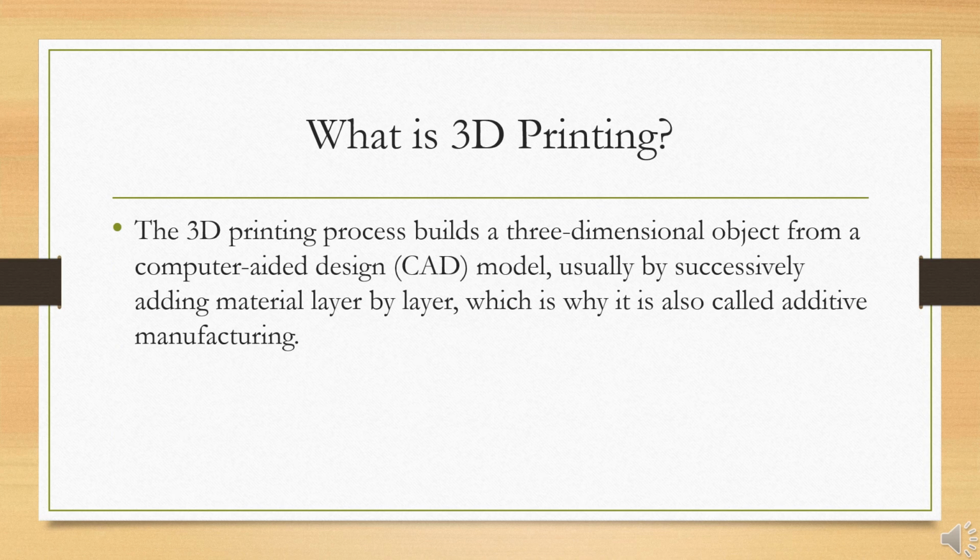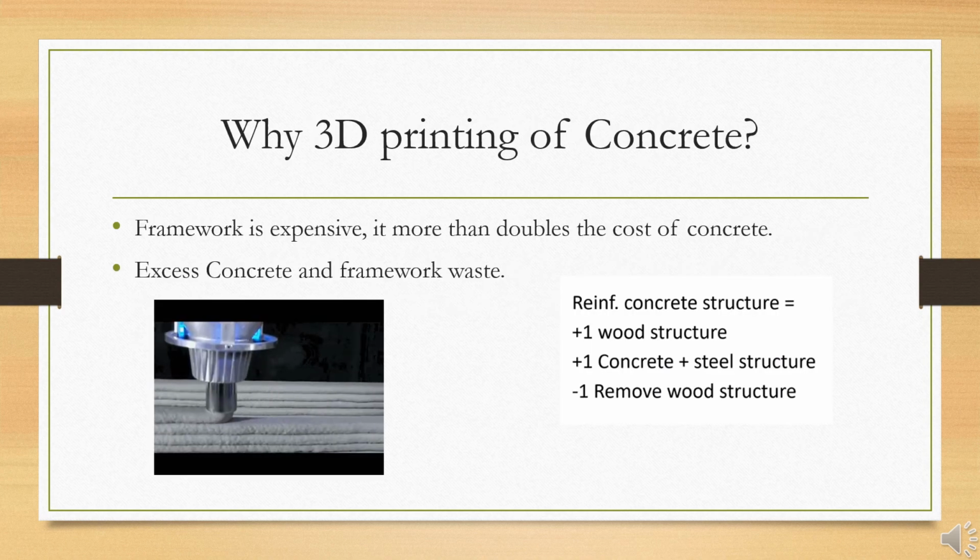Since we have fully understood the material we're using, now we need to understand the process or the method we're using, which is 3D printing. Now, the 3D printing process builds a 3-dimensional object from a computer-aided design model, usually by successively adding material layer by layer, and so it's called additive manufacturing.